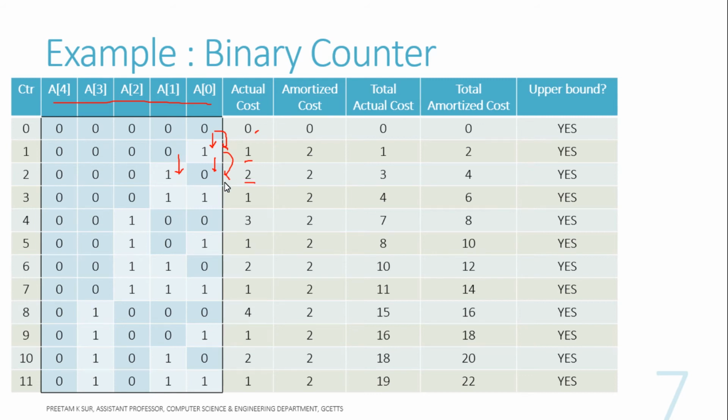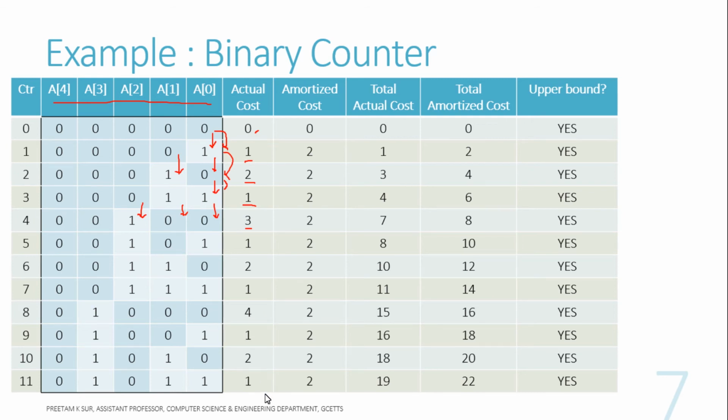Now again, if the increment operation is called, what will happen? Only this bit is flipped, there are no other flips, so the actual cost is 1. Now again, the increment operation is called, this bit is flipped, this bit is flipped, and this bit is flipped, so the actual cost is 3. Like that, all the actual costs are given over there.